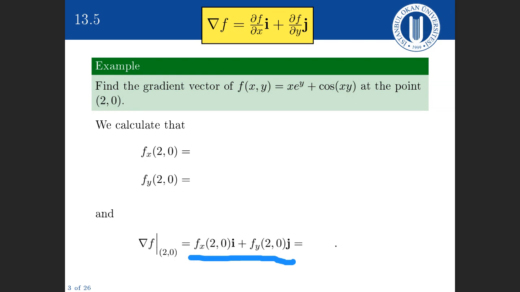So remember how we do partial derivatives. For the first one, we're doing the partial derivative with respect to x. So we're going to pretend that y is a constant. We're going to ignore the y terms, and we're just going to differentiate the x terms. The derivative of x e to the power y is then just e to the power y. Y stays the same. Derivative of x is 1. Derivative of cos is sine. Sorry, it's minus sine, and by the chain rule, we also have to multiply by y. Calculate this at the point 2, 0. We get e to the power 0 minus 0, or 1.